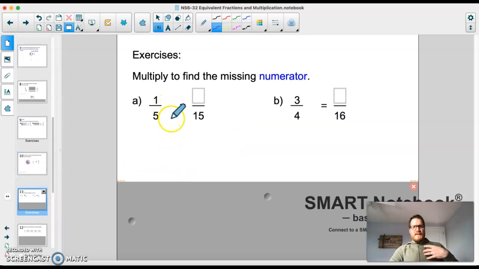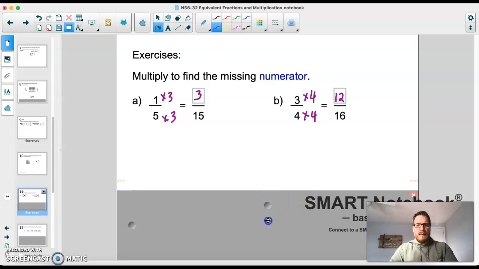And so what I would need to do is to multiply to find the missing numerator. And so I look from this fraction to this fraction and say, well, what do I multiply to get from 5 to 15? Well, my scale factor there is going to be 3, which means that my numerator also has to get multiplied. So my missing numerator here is 3. To get from 4 to 16, it's times 4. And then again, same scale factor, so this becomes 12. And again, we're saying that these new fractions are equivalent.